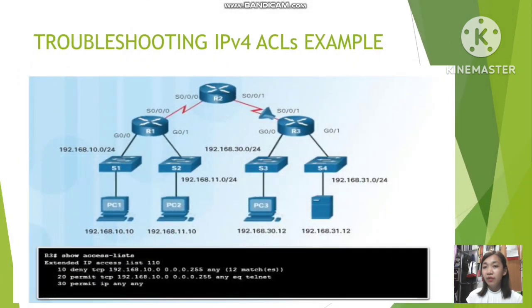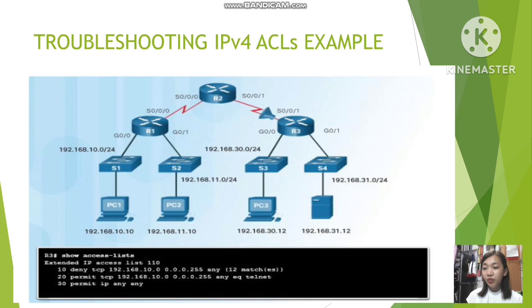And here, we have an example of troubleshooting IPv4 ACLs. As shown in this example, host 192.168.10.10 has no telnet connectivity with 192.168.30.12. When viewing the output of the show access-lists command, matches are shown for the first deny statement. So the solution: look at the order of the ACEs.